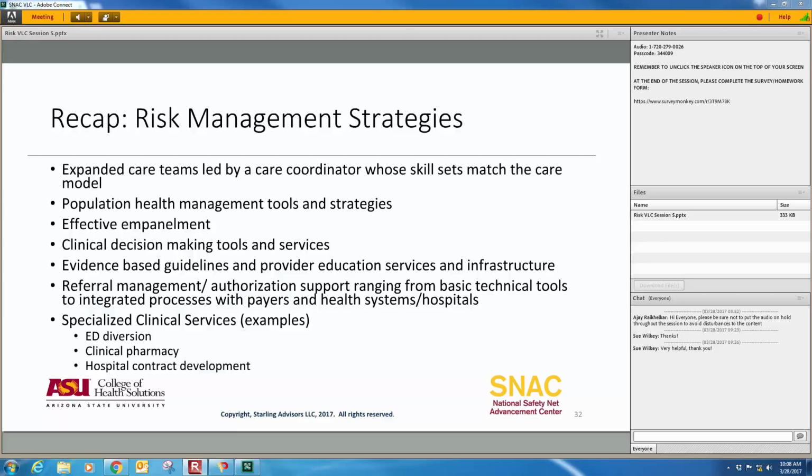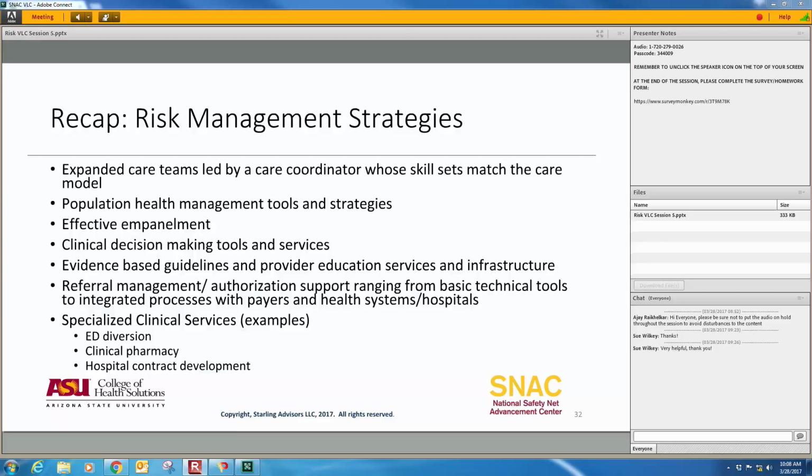All right, so we've talked about this, but just to recap on the strategies, we've talked about this a lot: the expanded care teams, making sure that care coordinator skills match what the model is, and making sure that we think about empanelment and population health management, because they really are the linchpins in all of this. Thinking about how clinical decision-making tools and services help provide a framework for some of the interventions, but also help to support some of that consistency and scalability in the models that we were just talking about, and how evidence-based guidelines and provider education and infrastructure can help support that as well.